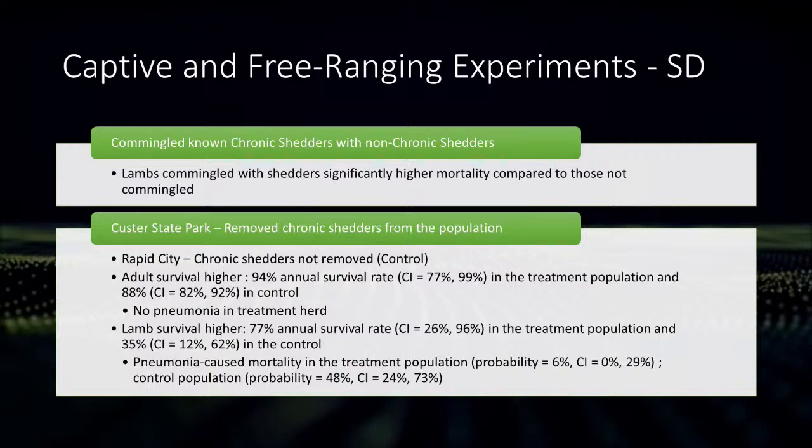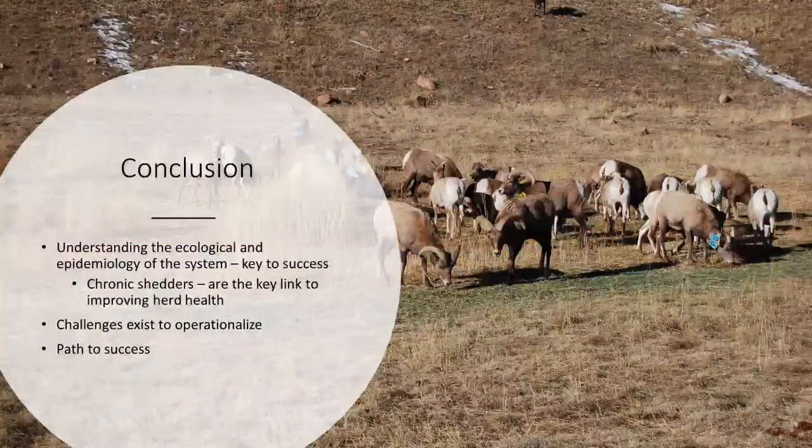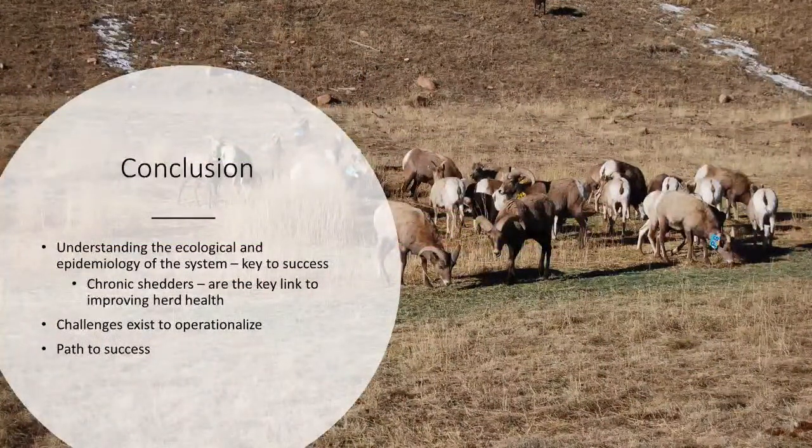And so I guess the whole point of presenting this case study, it's North American, it's a different species that doesn't occur on this continent, but what I wanted to drive home is that we really started to make progress when we stepped back and started thinking about the ecology and epidemiology of the system and looking for the weak points in that disease cycle that we can break. When we identified that there are these chronic shedders in the population and a huge link to how the herd's health responds over time to the presence of these animals, then once we could remove those, all of a sudden we start to see progress.